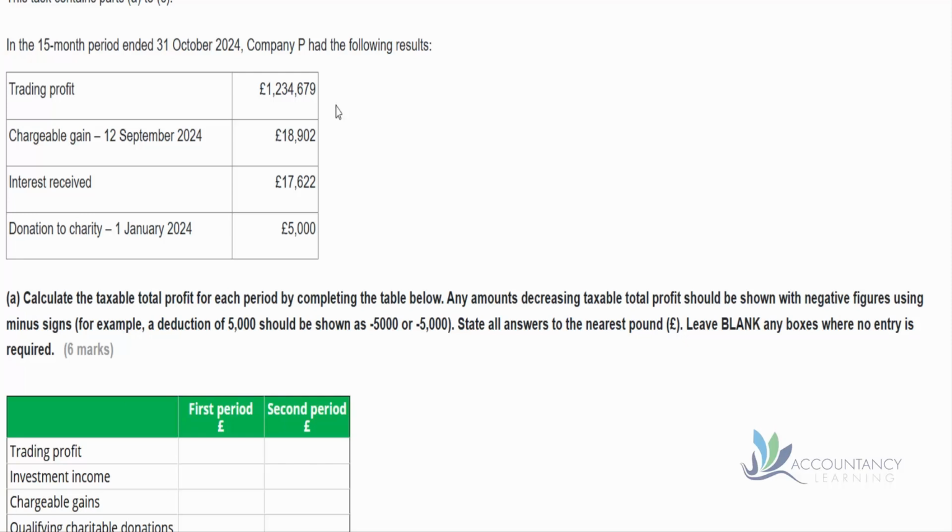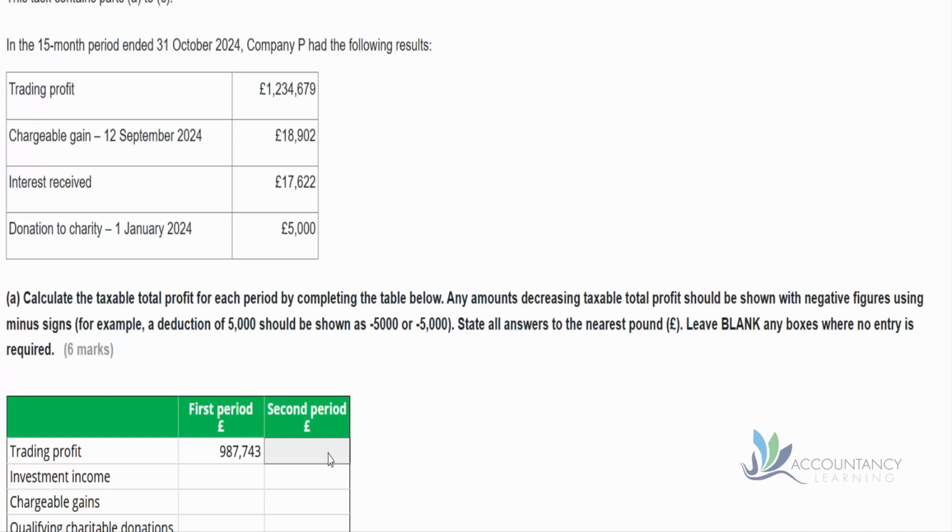If we divide by 15 months and multiply by 12 months, that means we've got a profit in the first period of 987,743. Do we need to do any rounding here? It tells us to state all answers to the nearest pound. Okay, so there we go. That's 987,743.